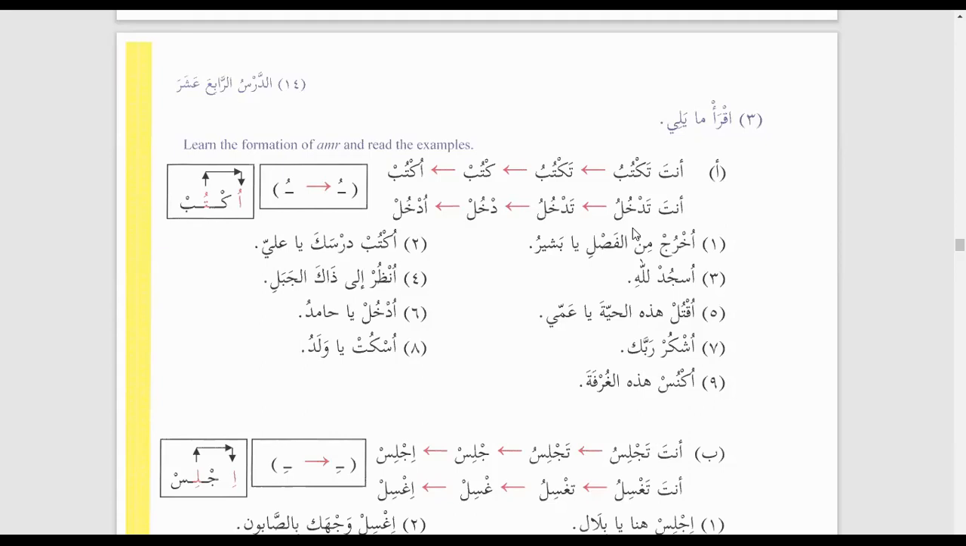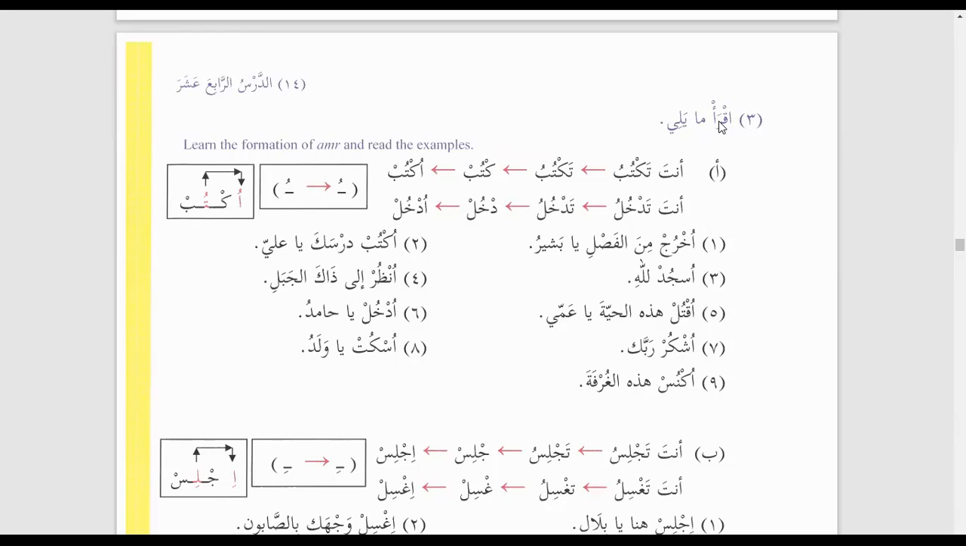Iqra is Fi'lul Amr, sir. This is Fi'lul Amr. Okay, excellent. Qara yaqra'u. We can see here that the second root letter has fatha. So we will use kasra with hamzatul wasl to make Fi'lul Amr, to make a command. Okay, yes.